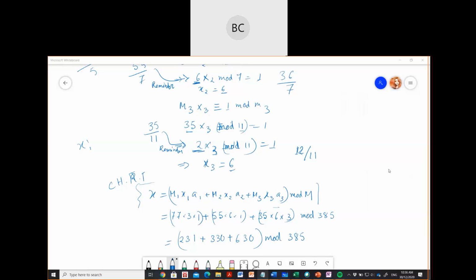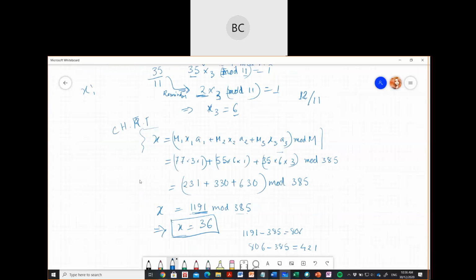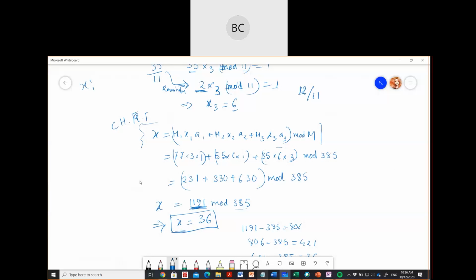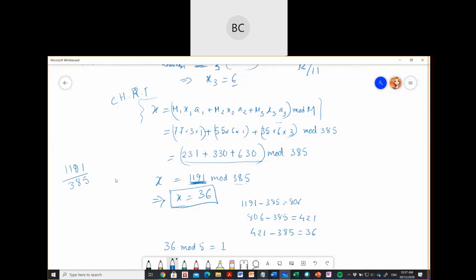So after this, you will just put it in this equation, just multiply as per the equations mod 385. So once you add these things, the answer is 1191 mod 385. Again, it's a very big number to find the x. You have to find a value of x such that 1191 mod 385. You just need to divide 1191 by 385. You can use a calculator or you can also try it directly. But another method, if you don't have a calculator, you can use this method.